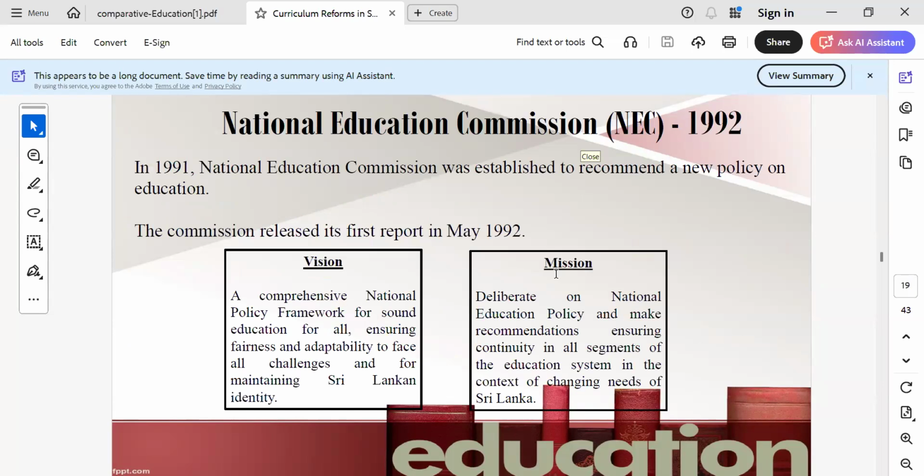It was established in 1991 to recommend new policy in education. So here is the vision and mission of the NEC: a comprehensive national policy framework for sound education for all, ensuring fairness and adaptability to face all challenges and for maintaining Sri Lankan identity. Right, so every organization displays their mission and vision. Has anybody checked whether they achieve the mission and vision? Is there any monitoring? Right, so that is what our education system is. It has a question mark, right?